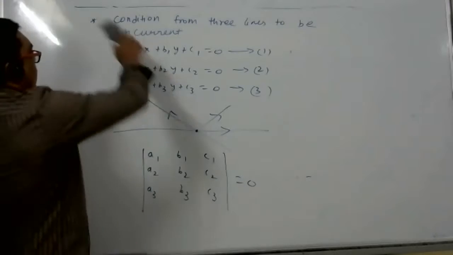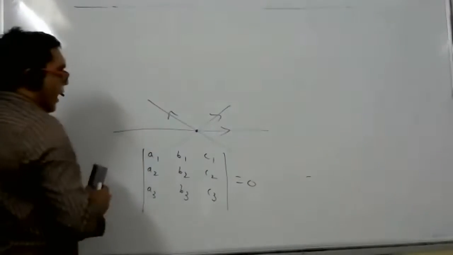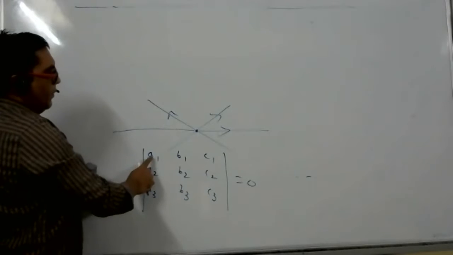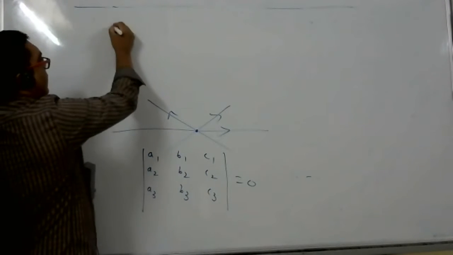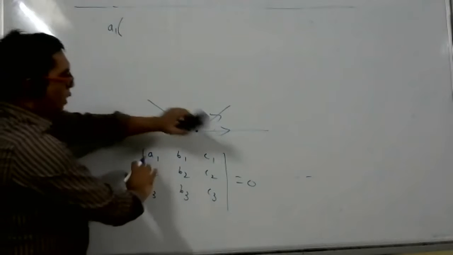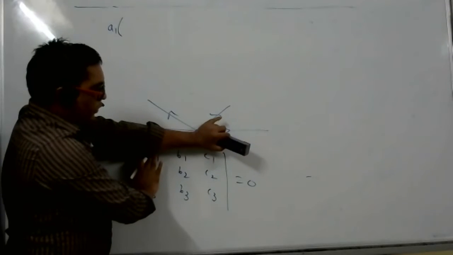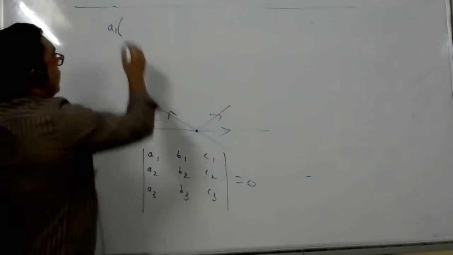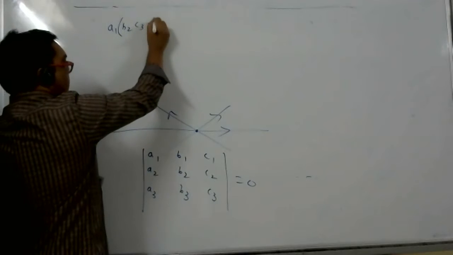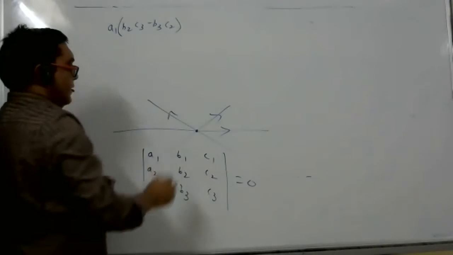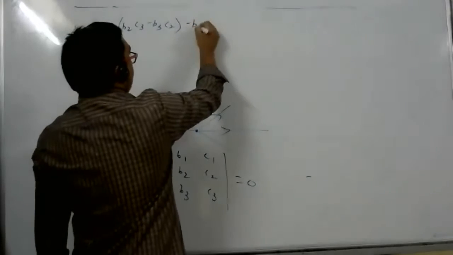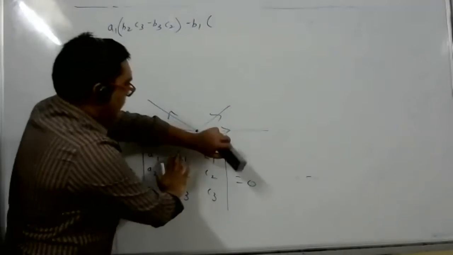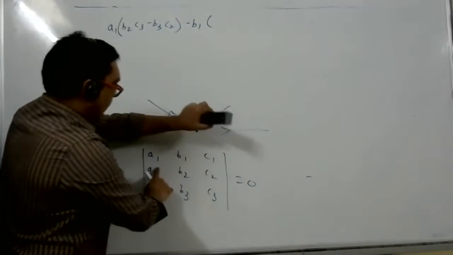If you want to write it in one more way, what do you do? Expand this. I told you how to expand. Tell me how to expand this. First write A1. Then hide the row and the column. Then what to do? B2C3 minus B3C2 plus, what is the next one? Minus B1. Hide the row and column, then what will you get?